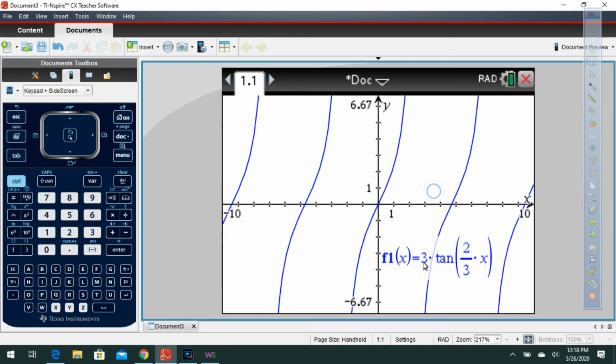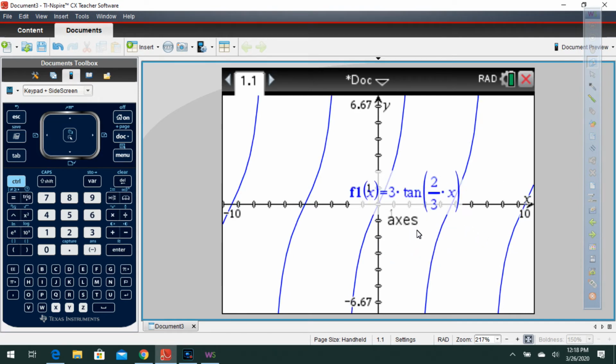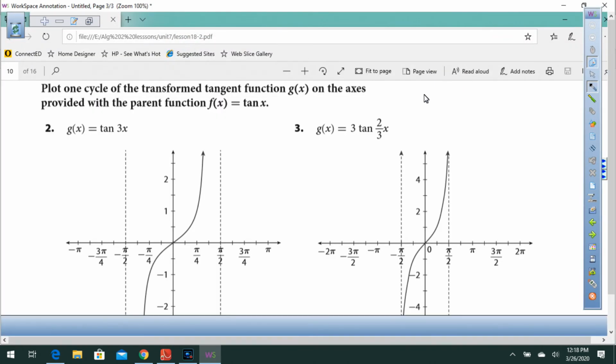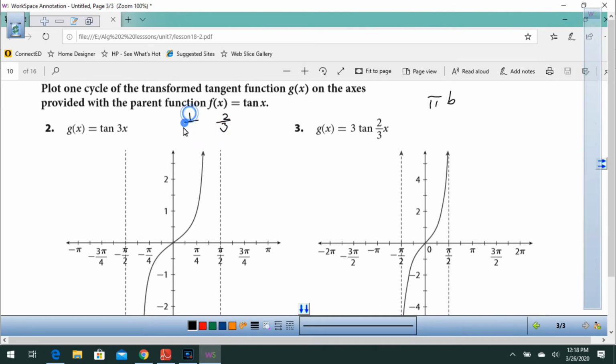Okay. Well, how in the world are we going to find our asymptote? It's not wanting to move very well. Wanting to keep it in the center. All right. So we got 2/3. So we have pi over b, and we've got 2/3. 1 over b equals 2/3.